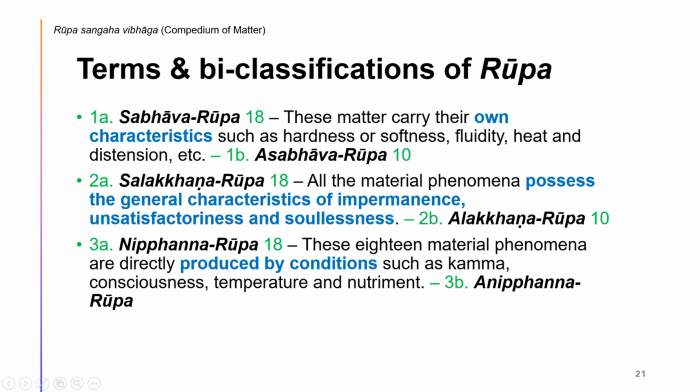And Savana Rupa. These are terms they use. These matters carry their own characteristics such as hardness, softness, fluidity, heat, and distension. Salakkhana Rupa: all the material phenomena possess the general characteristic of impermanence, unsatisfactoriness, and soullessness. Then Nippanna Rupa. These 18 material phenomena are directly produced by conditions such as karma, consciousness, temperature, and nutriment. We will cover this in the following chapter.